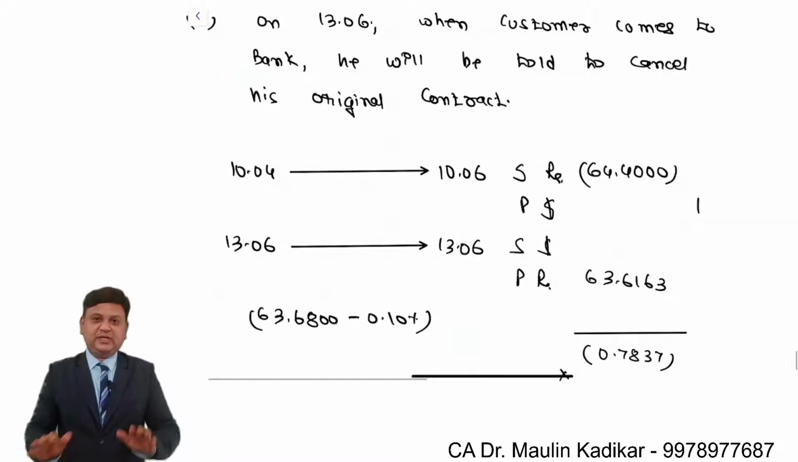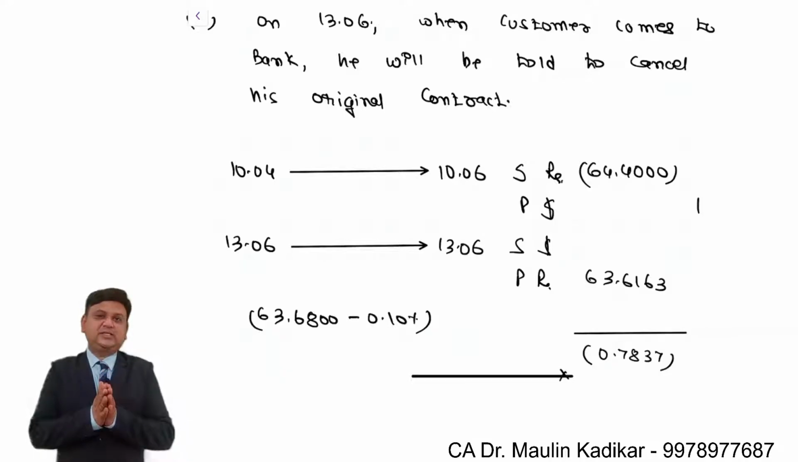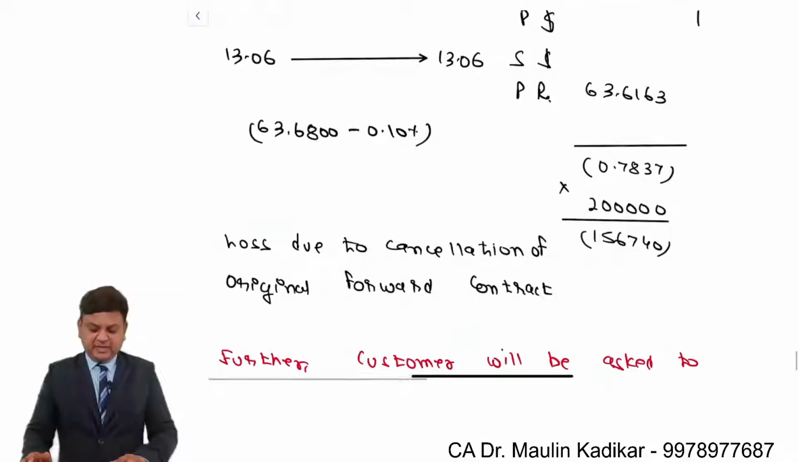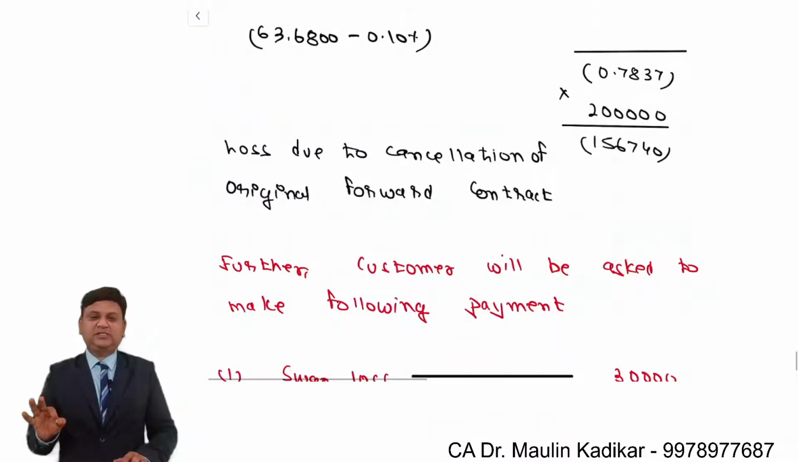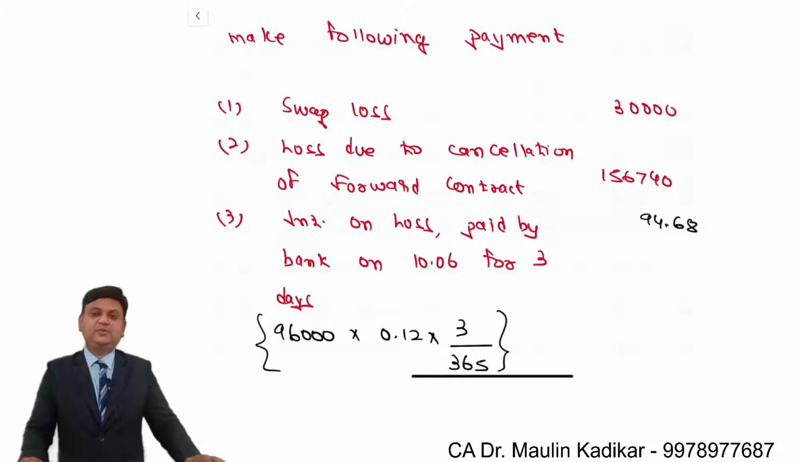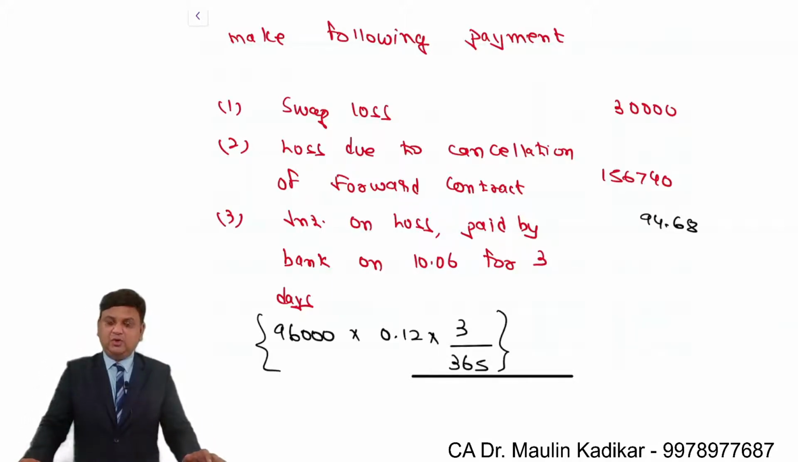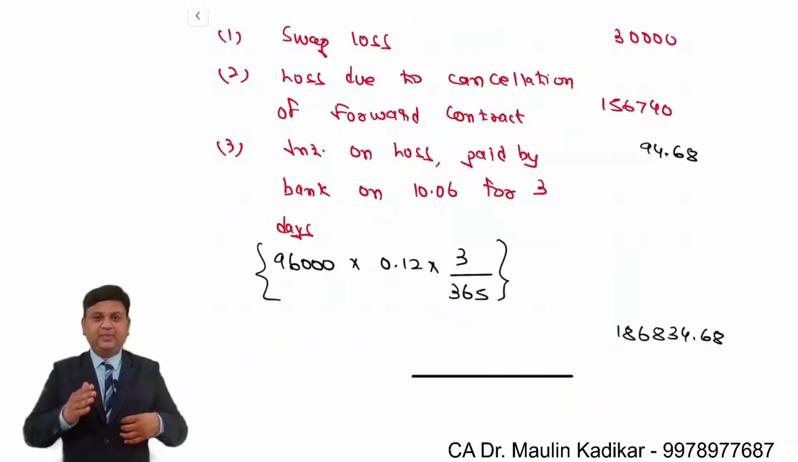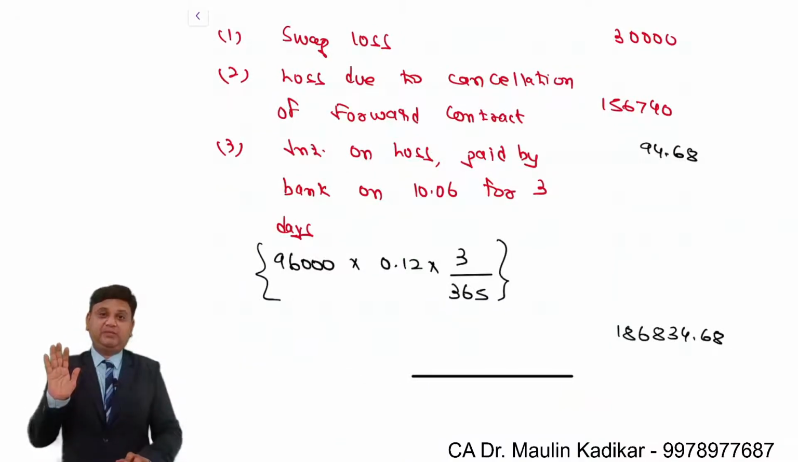On 13th of June, when the customer comes, the very first thing that the bank is telling him is that you need to cancel your original forward contract, and for that there is a loss of 156740. Second, because of you, I have entered into the swap transaction and I have incurred a loss of 30,000. So you pay me these two amounts, and the 96,000 rupees which I paid because of you, on that you give me interest for these 3 days. So the total of this is collected from the customer, and then we allow the customer to speak.